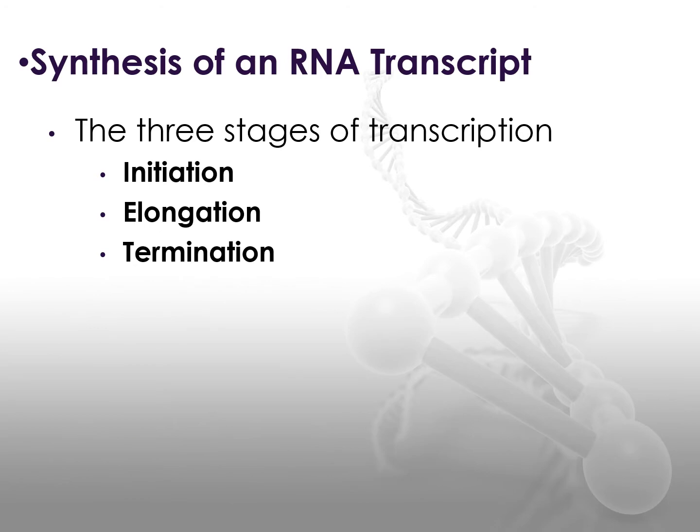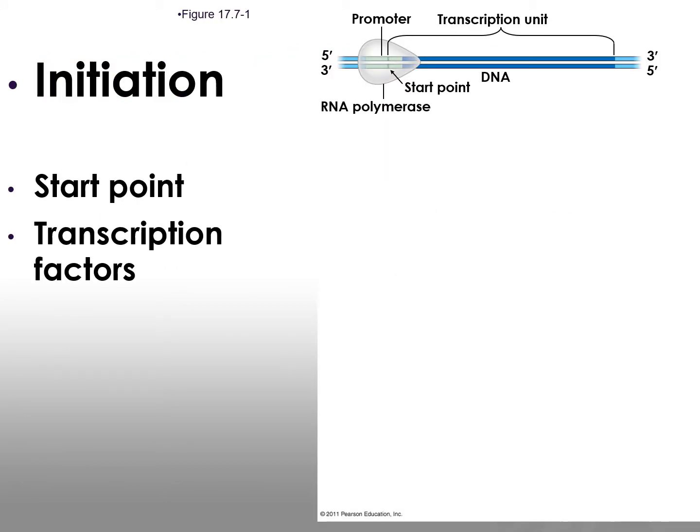So there are 3 stages of transcription. The 3 stages include initiation, elongation, and termination. So we're going to go through the little bit of details of each of those. So of course we're going to start with initiation of transcription. It starts when the RNA polymerase binds to the region on the DNA, which is called the promoter. So it's a region where the RNA polymerase binds.